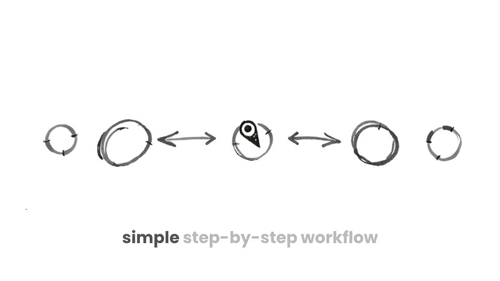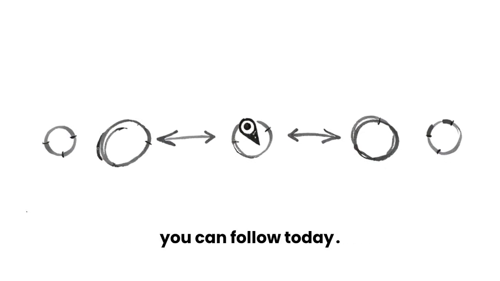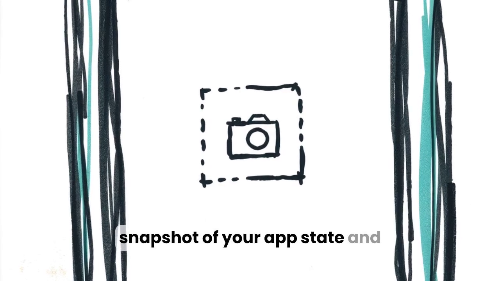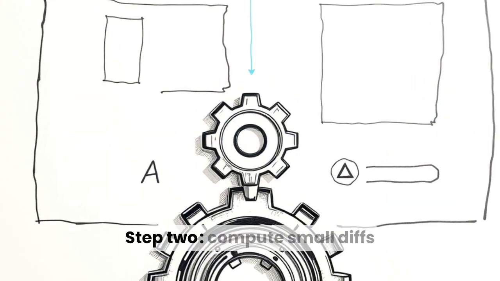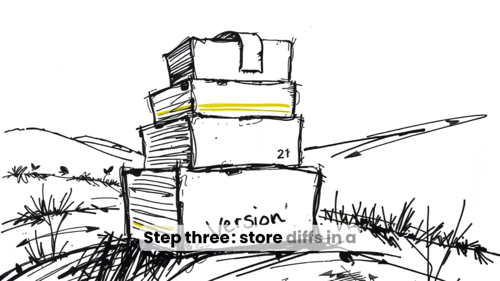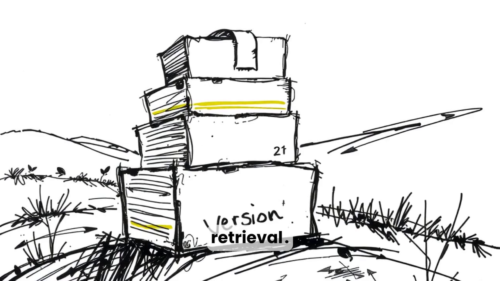Now let's walk through the simple step-by-step workflow you can follow today. Step 1. Capture a baseline snapshot of your app state and assets. Step 2. Compute small diffs between versions using the Lightweight Diff Engine. Step 3. Store diffs in a version cache for fast retrieval.